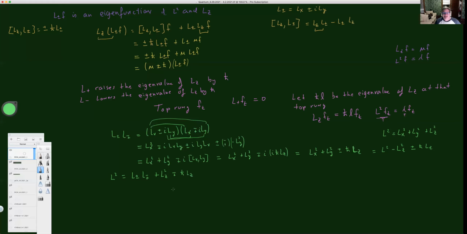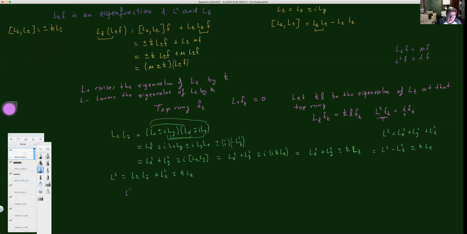Okay, now this is going to help us find what happens when you act L squared on the top function here. So let's do it. I'm going to go back to my sort of pinkish purpley thing. So now we're going to act our L squared using this.